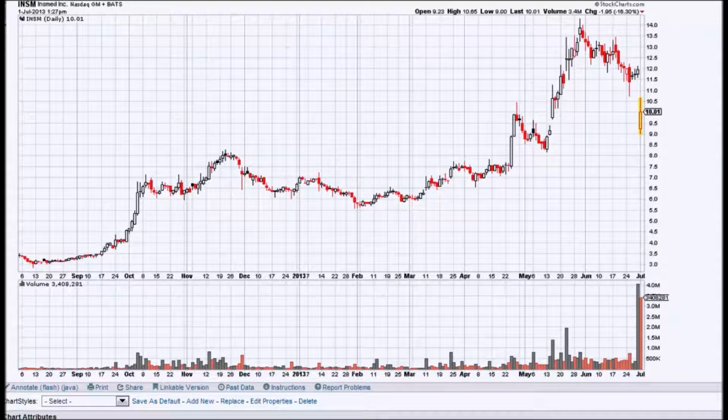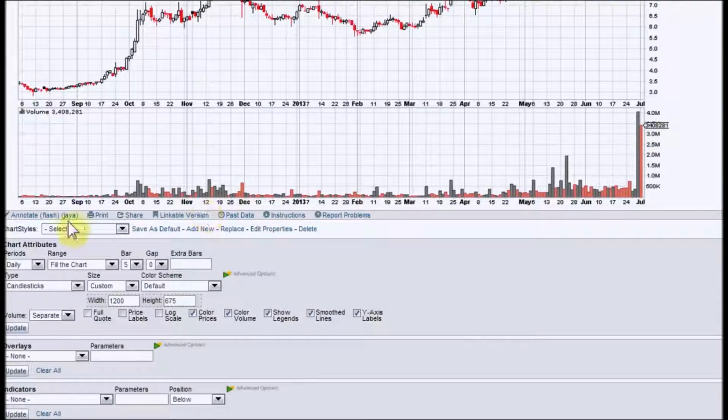The MACD is one of the most commonly used indicators, and it's special because it brings together momentum and trend in one indicator. The standard setting for the MACD is the difference between the 12 and 26 period exponential moving averages. So let's go ahead and load it up.